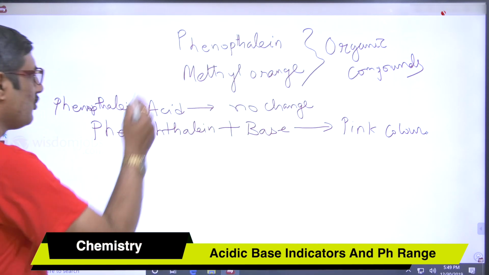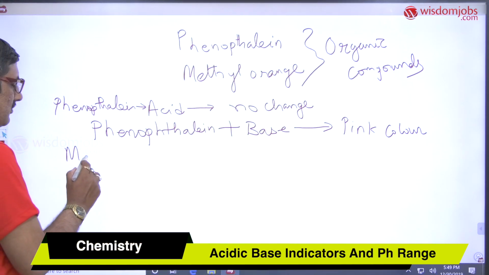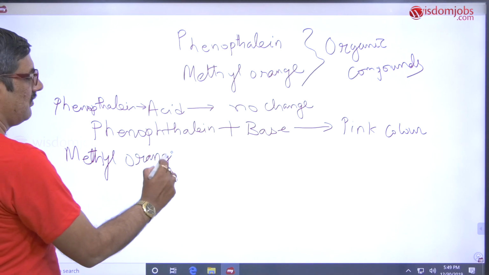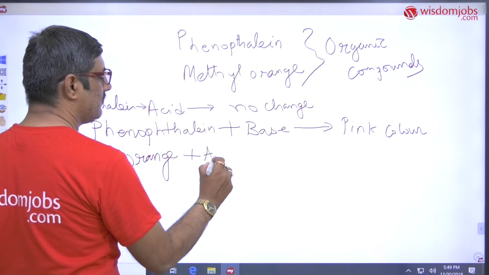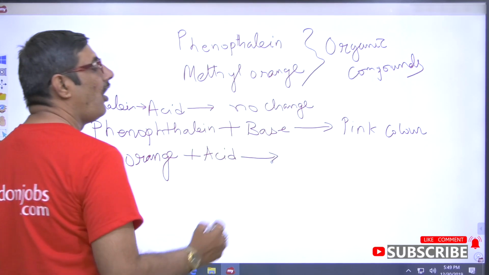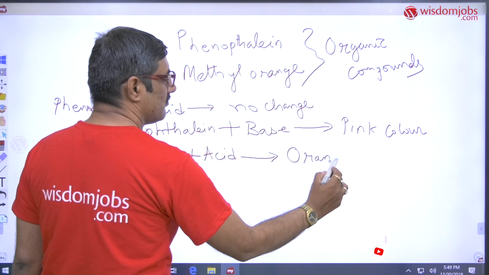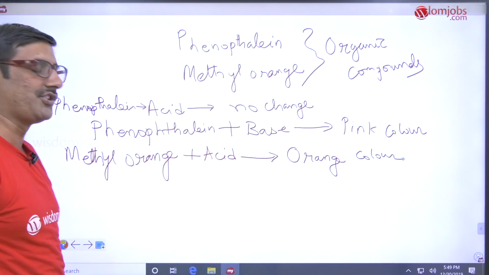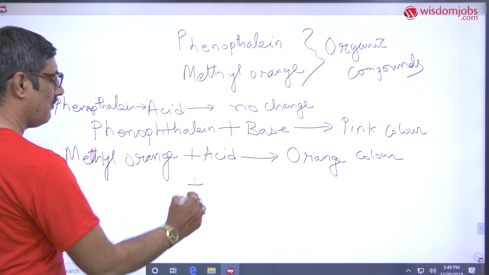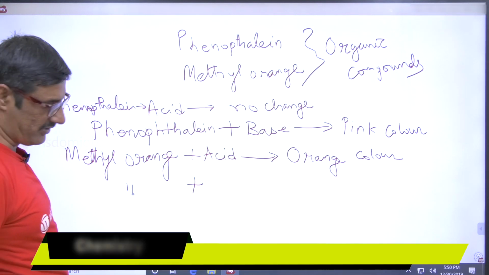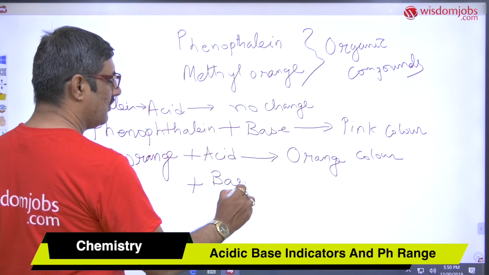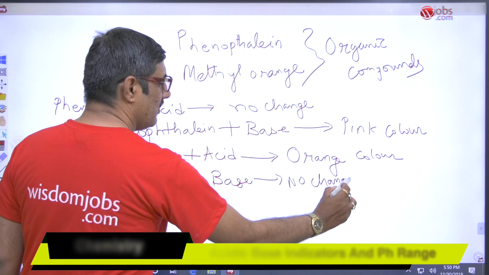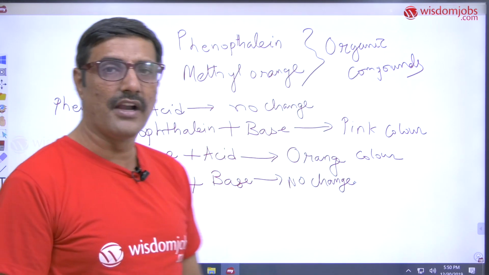Now we'll come to methyl orange. Methyl orange, when added to an acid, will give an orange coloration. That's why it's called methyl orange. If the same is added to a base, there is no change. There won't be any change at all when methyl orange is added to a base.